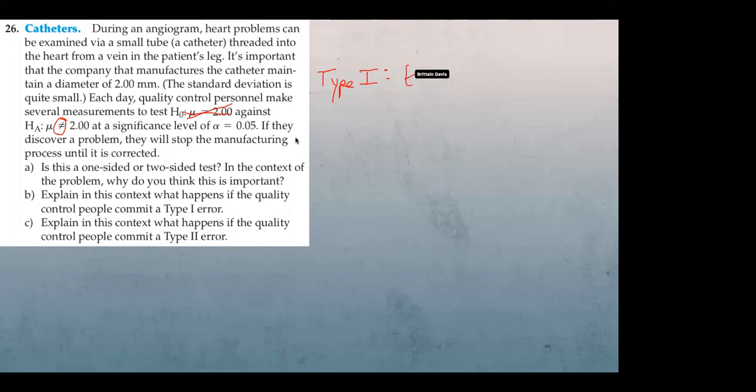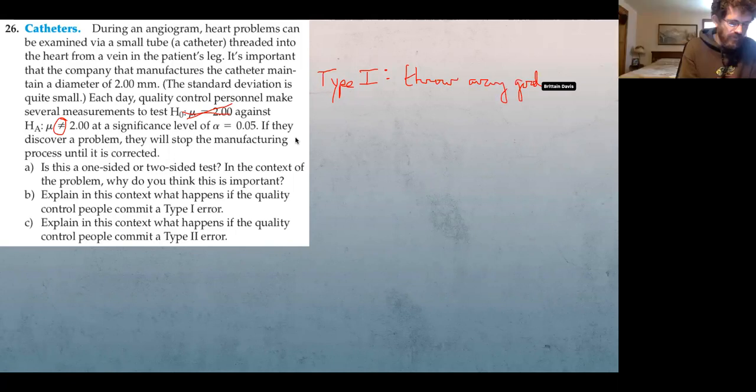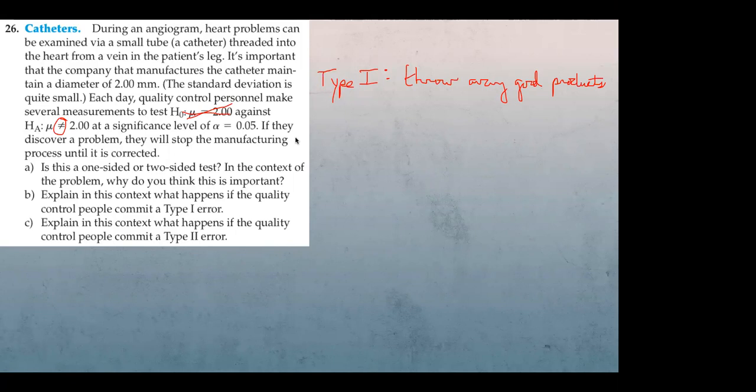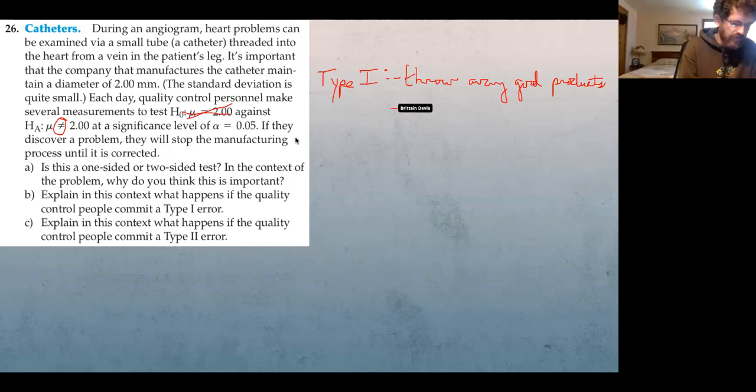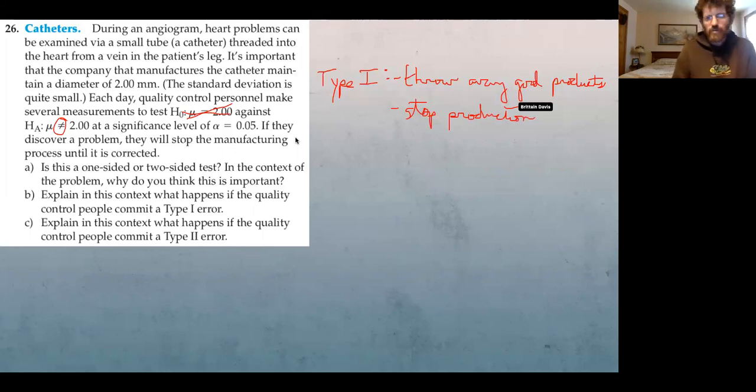So, and then what else does it say in the text of the problem? What else do they do if they discover a problem? They stop manufacturing it. Yeah, they stop production temporarily, but they do stop production, and time is money, right? All right, so those seem to be the main consequences here. Type 2, you fail to reject the null when you should. What's the consequence there?